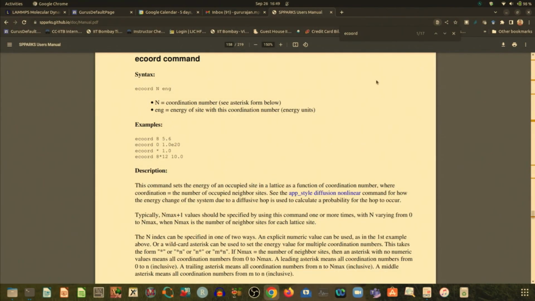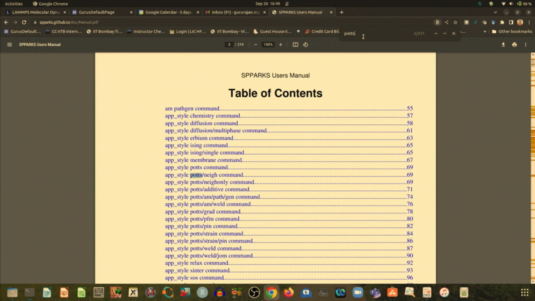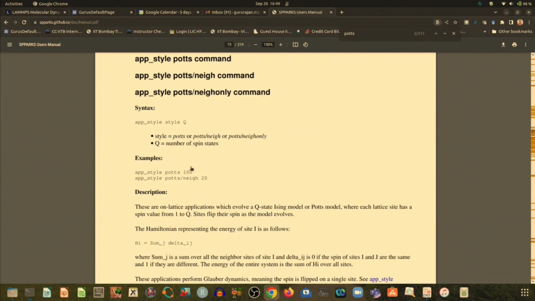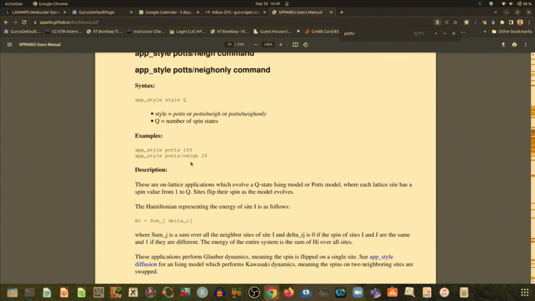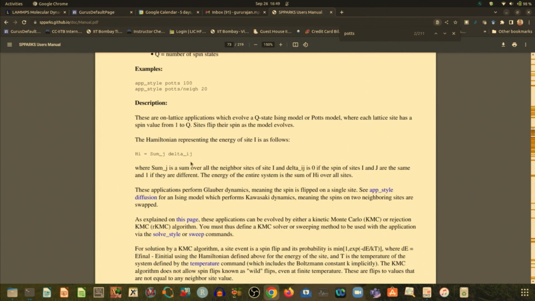So they will all be. I don't know if there is a normalization done for the fact that the Hamiltonian representing energy is sum J delta ij, regardless of the distance. It is giving the same weight, basically.